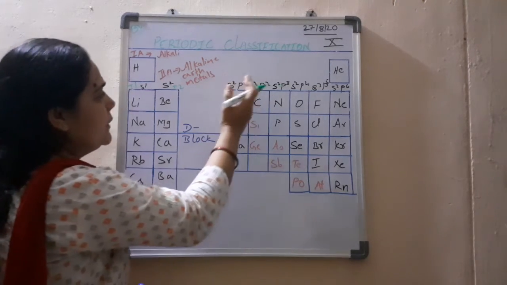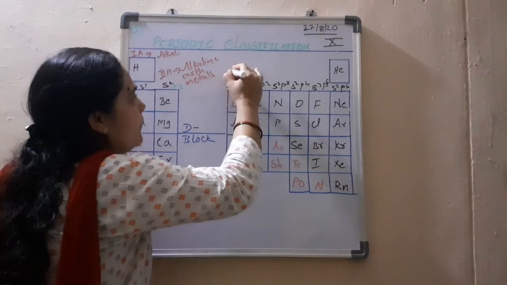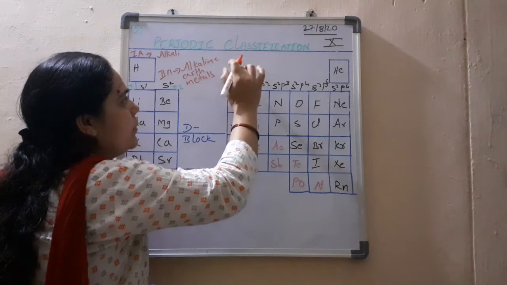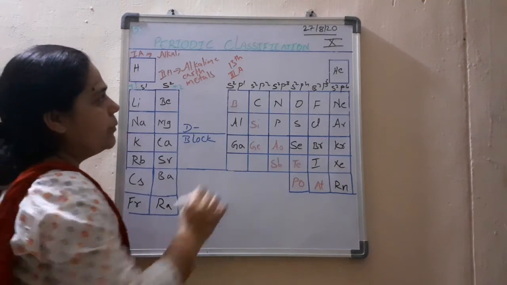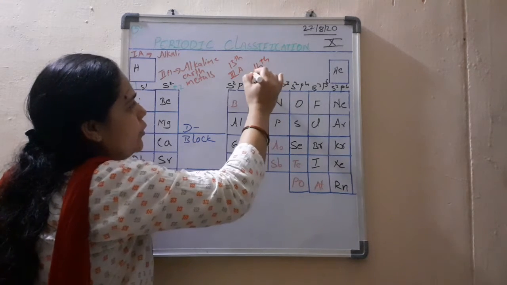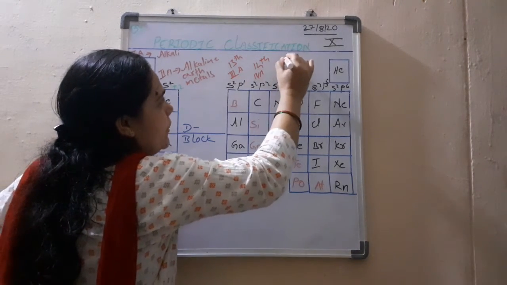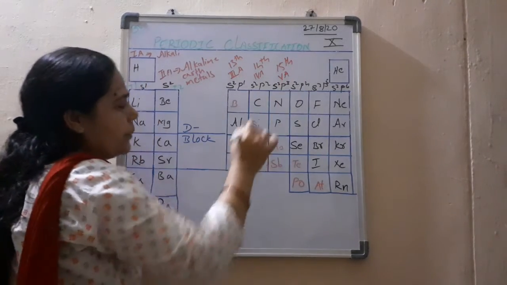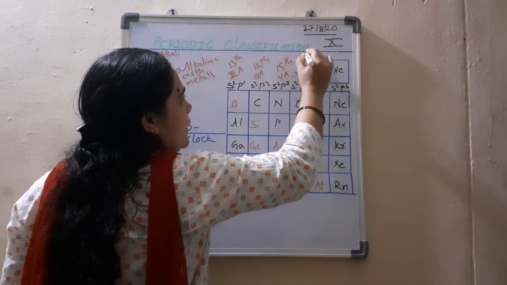Now coming to the third group. This third group can be referred to as the boron family. Third A, or it can also be termed as the 13th group. Then similarly comes the carbon family, which is termed as the 14th group or 4th A group. Then the 15th group, that is the nitrogen family, which is termed as the 5th A group. Then the oxygen family, which is the 6th A group or 16th group.